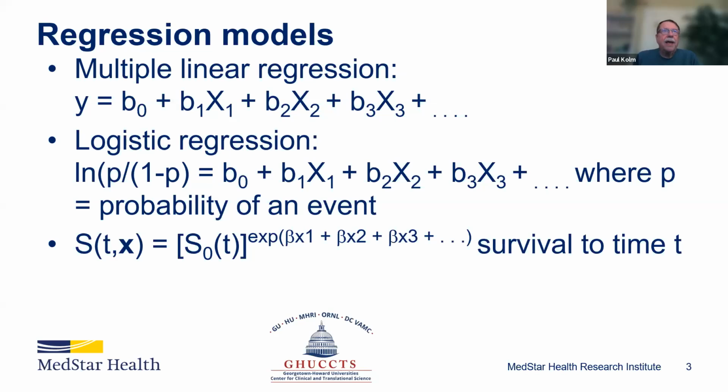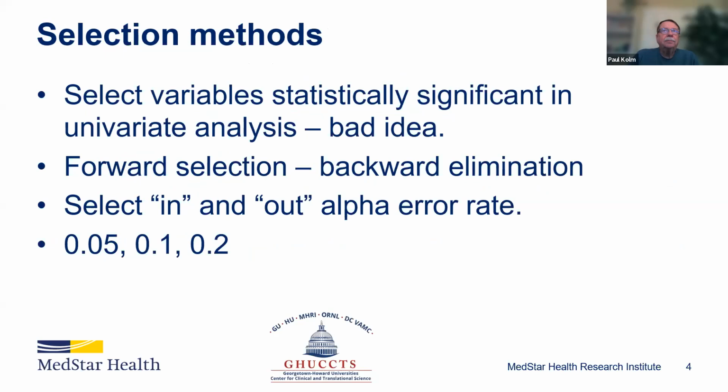So I want to start out looking at the selection methods that are common and used in the past. So I want to start out with one that was fairly common. Every once in a while, I'll still see it. And that's you do a univariate analysis on all your predictor variables and then choose the ones that are statistically significant for a multivariable analysis. That's a bad idea. And you don't want to do that.